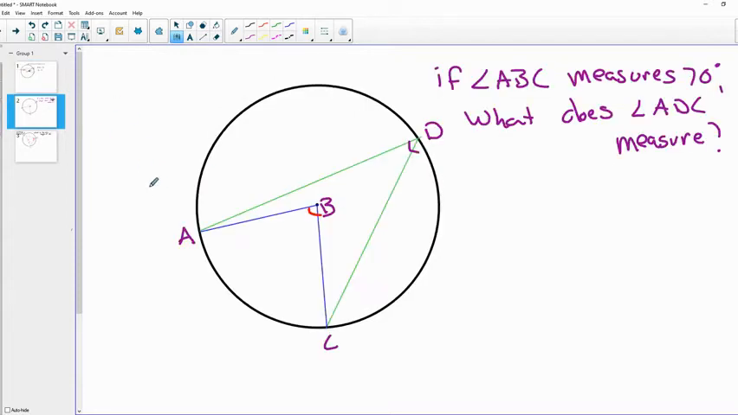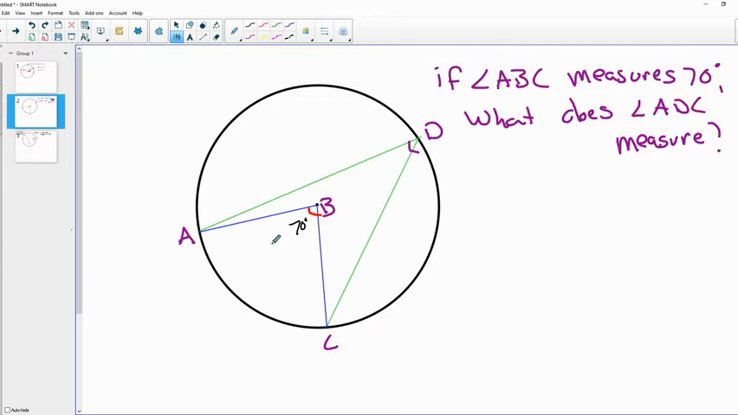Okay, all right, next one. Pretty straightforward as well. It just gives us a little bit of opposite information. So if angle ABC, this blue one right here, is equal to 70 degrees, what does angle ADC, this green one, measure?